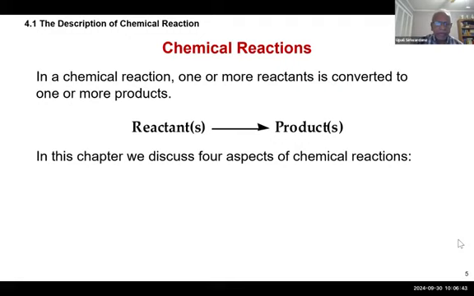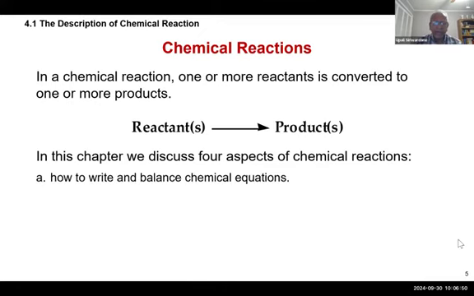In this chapter, we will be going over 4 aspects of chemical reaction. Balancing is important. Chemical reaction follows conservation of mass. We talked about that in chapter 1. Mass is conserved, therefore atoms are conserved. So balancing is checking the number of atoms on the reactant side and the number of atoms on the product side, and they should be equal.